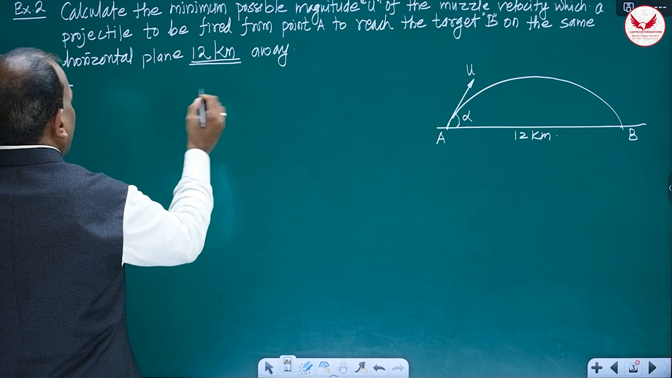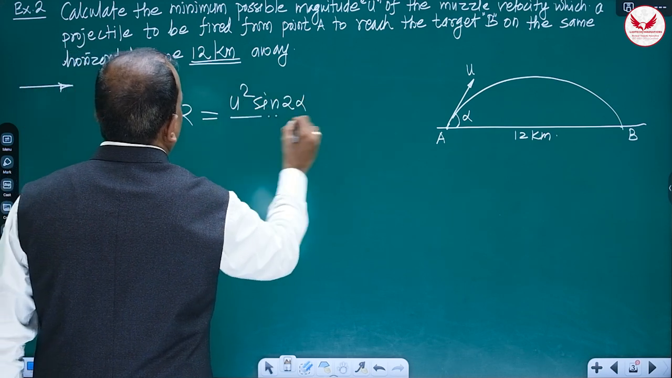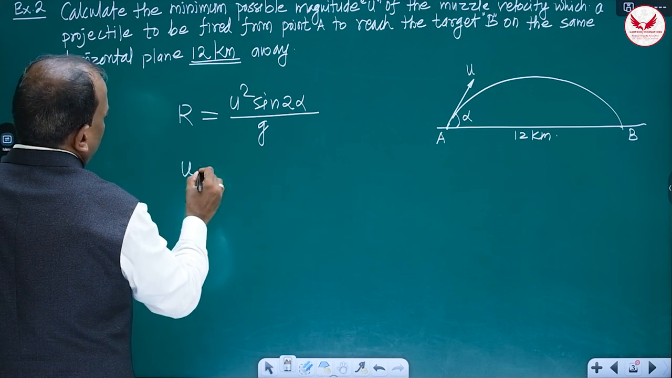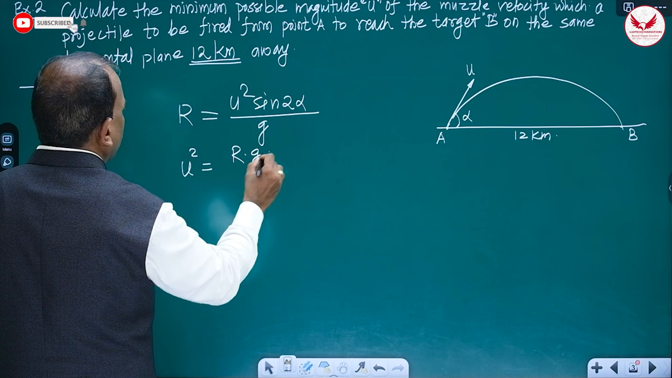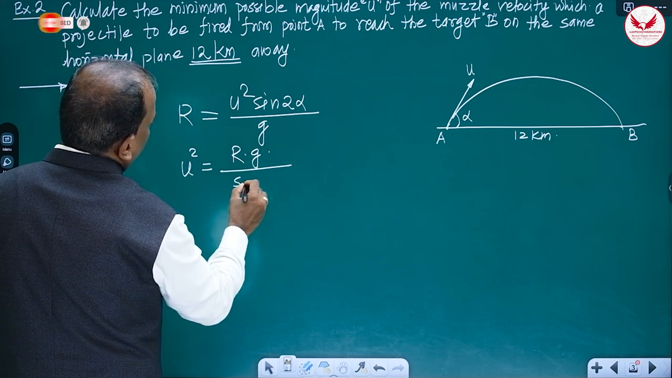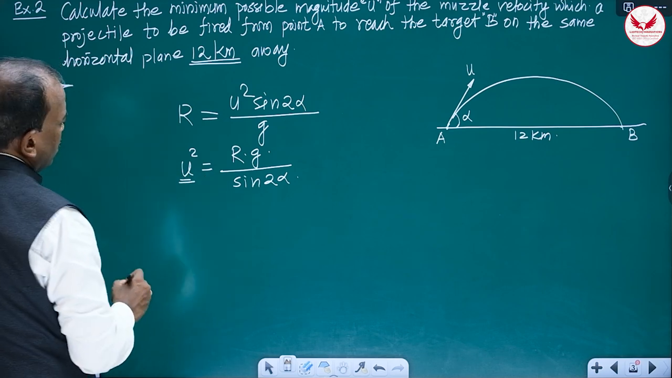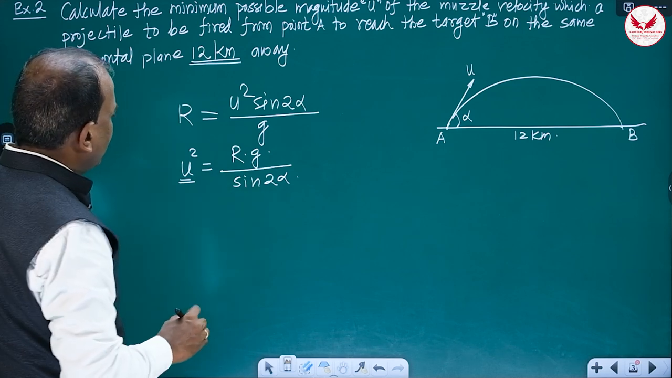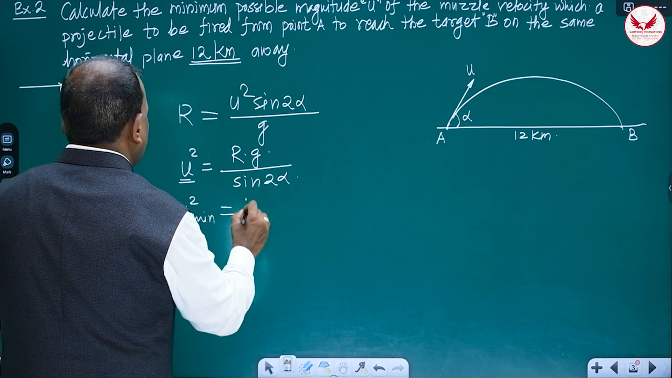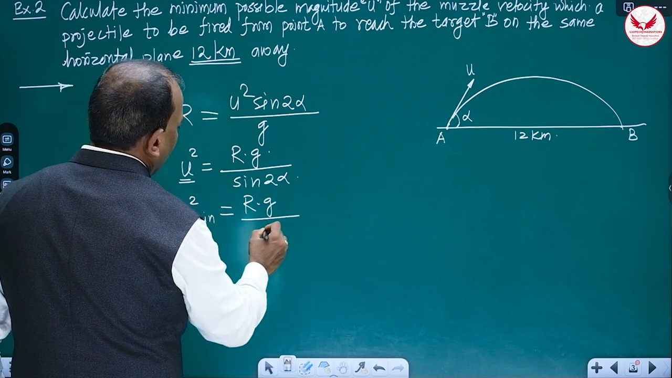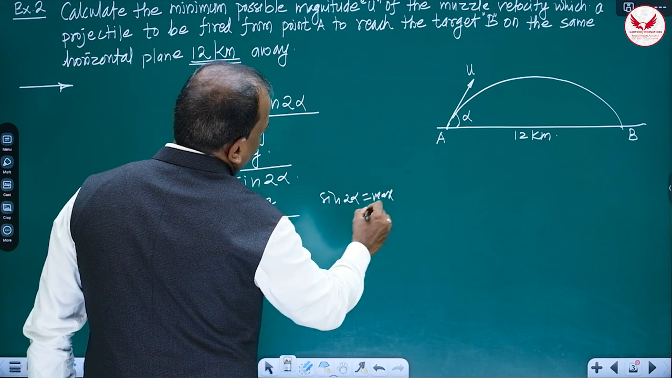Then a very simple formula for inclined projection on level ground is R equal to u square sine 2 alpha by g. Now u square is equal to R into g by sine 2 alpha. And see, when will this value be minimum? u will become u minimum if the denominator sine 2 alpha is maximum, and that maximum value is 1.